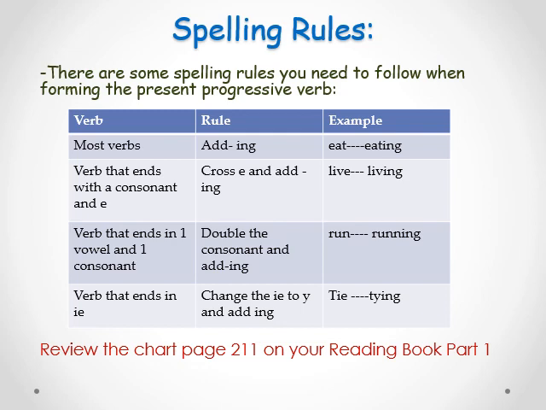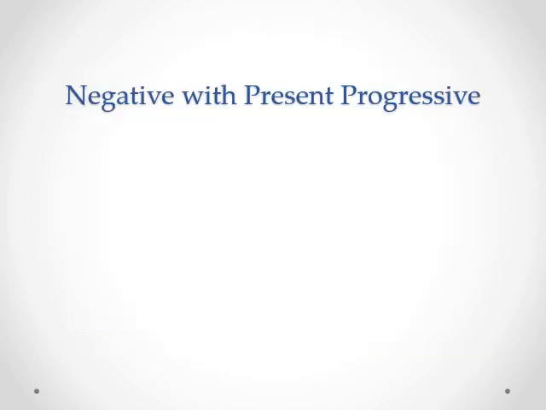Verb that ends in i and e, such as the verb tie or the verb die, you change the i and e, the last two letters, to y and you put ing. Refer to your book, page 211, to review the rules and to apply more. Now we have negative with present progressive. How do I form the negative in present progressive? Sentence 1, they are reading the newspaper now.